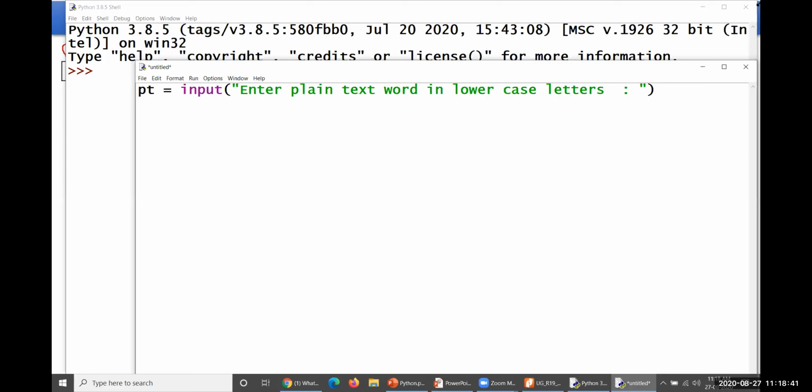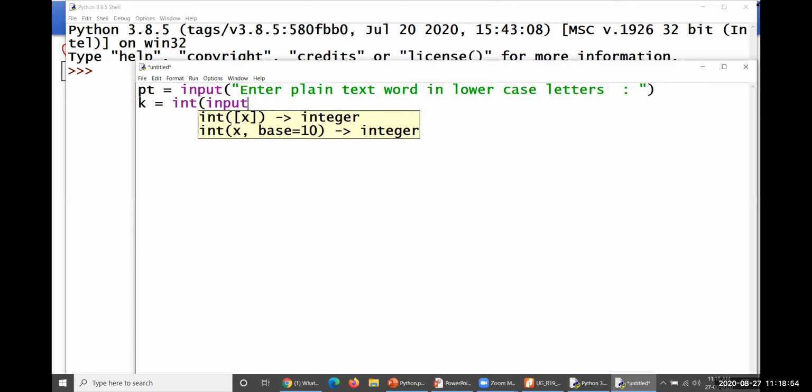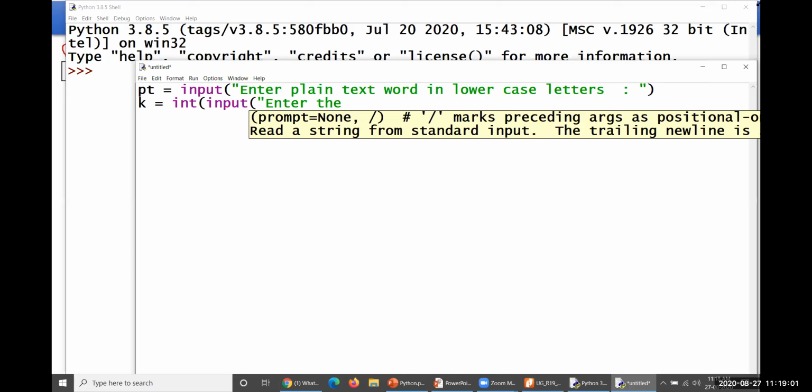After that, you need to take the key. The key K will be equal to input. This must be an integer, so you have to mask it. So input, enter the key, KEY, as an integer.